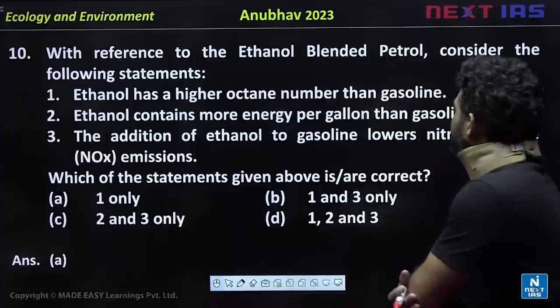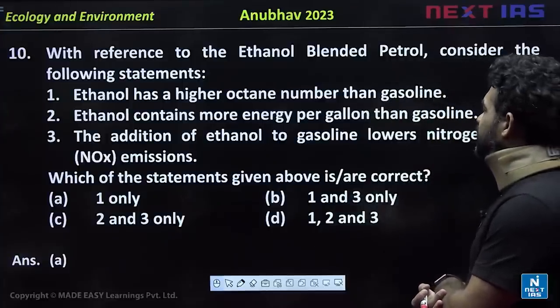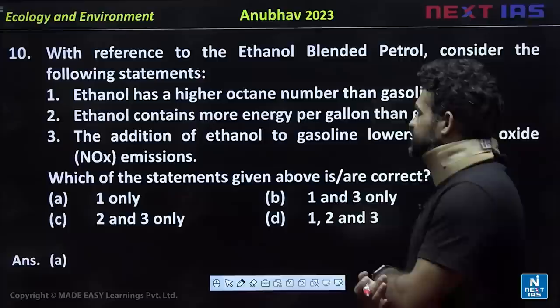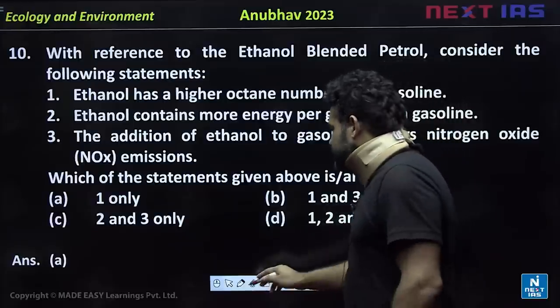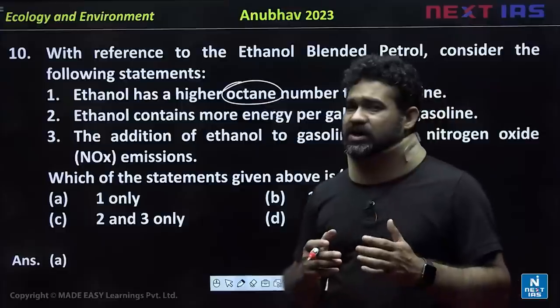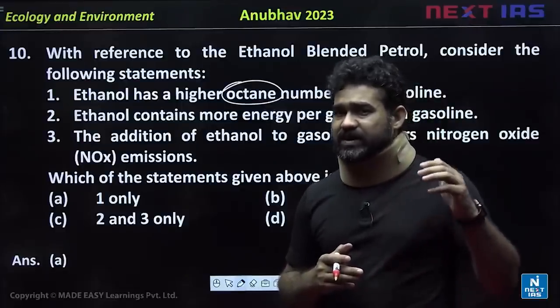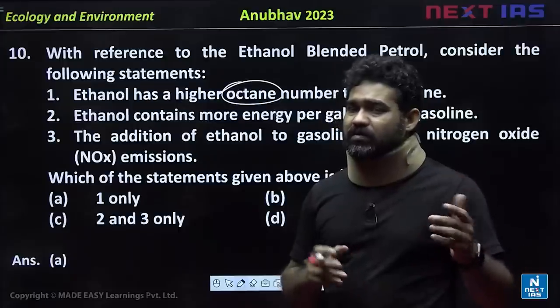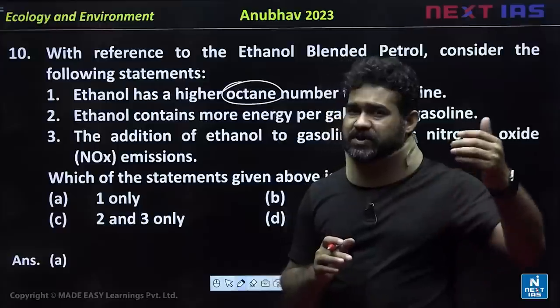With reference to ethanol blended petrol, consider the following statements. Ethanol has a higher octane number than gasoline. Yes, ethanol has a higher octane number than gasoline. So the first point is correct, right? Octane number, mainly remember, is with respect to knocking. If the octane number is more, the knocking would be less. If the octane number is less, the knocking will be relatively more.